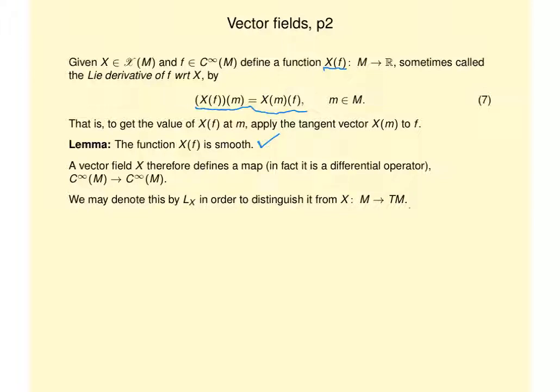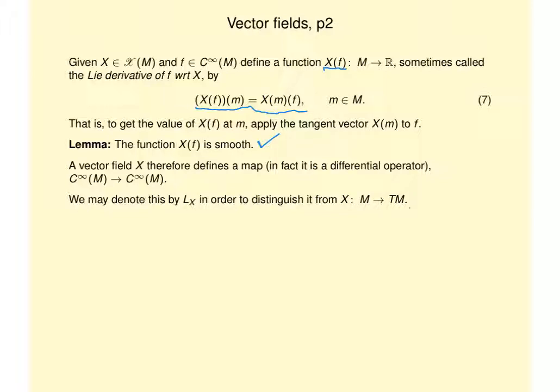In fact, one can define smoothness for X in terms of this condition. If I take a map capital X from M to TM, such that each value of capital X at a particular point little m is in the tangent space at m, but I don't assume any smoothness condition. And if I find that this operation of X on the smooth functions always goes from smooth functions to smooth functions, then in fact X was a smooth map from M to TM.